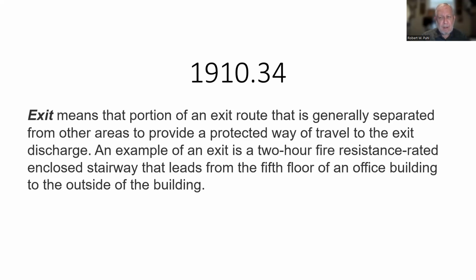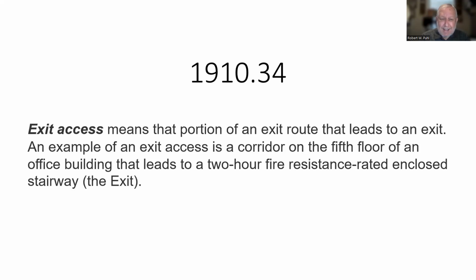All of them, we'll look at the definitions now of each one. Exit access means that portion of an exit route that leads to an exit. An example of an exit access is a corridor on the 5th floor of an office building that leads to a 2-hour fire-resistant rated enclosed stairway, the exit. So the stairway is the exit. The exit access is that portion that's really part of the normal function of the building, a corridor, but it's an access to the exit, and that's important too. Because if you can't access the exit, not much good, is it?